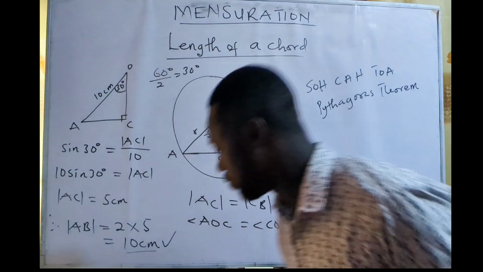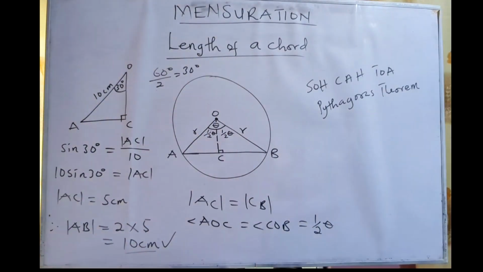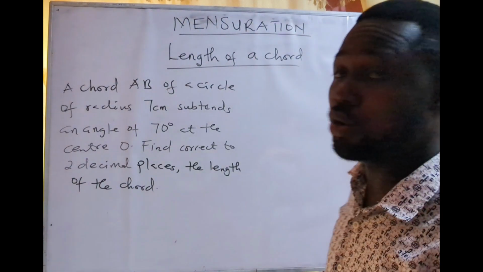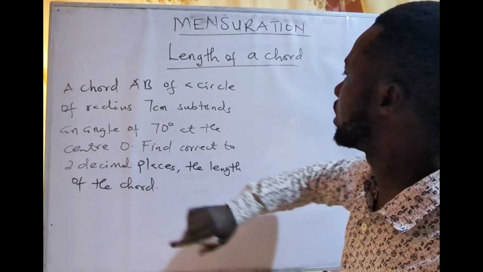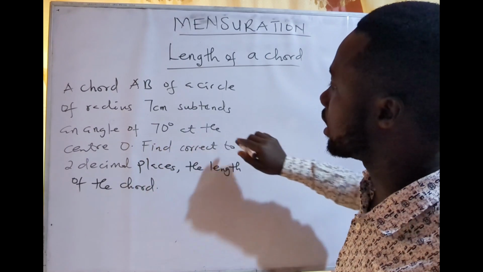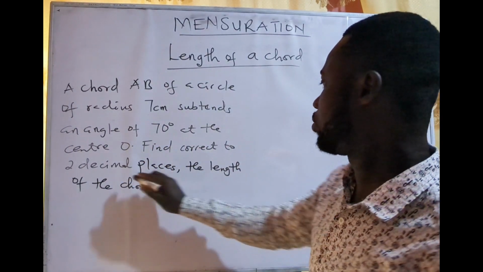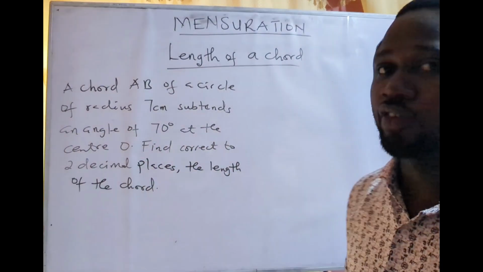So let's solve one example on the length of the chord. Let's look at this example on the chord. A chord AB of a circle of radius 7 centimeters subtends an angle of 70 degrees at the center O. Find, correct to 2 decimal places, the length of the chord.